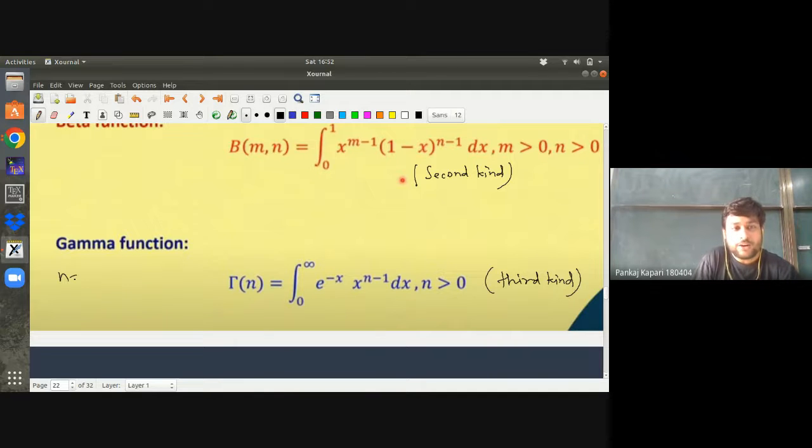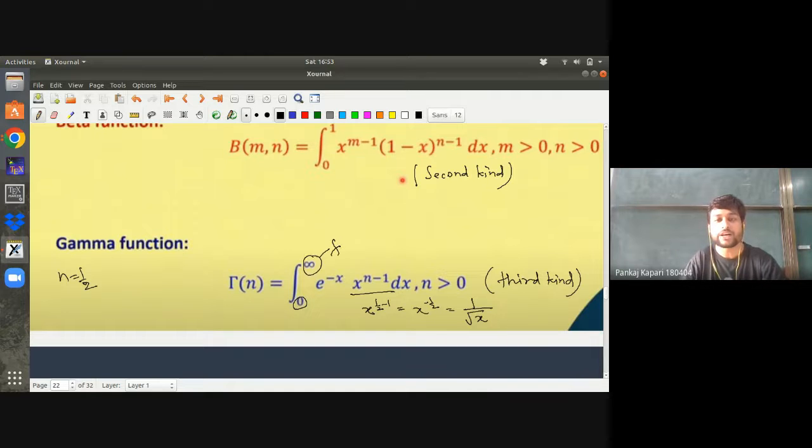If you put n equal to half, then at this place you will have x to the power half minus 1, so this will become x to the power minus half. So x to the power minus half means you have 1 over under root x. Now when x goes to 0, this function becomes unbounded. Therefore this is an improper integral of the third kind: because of this infinity it is first kind, and because of 0 it is second kind.